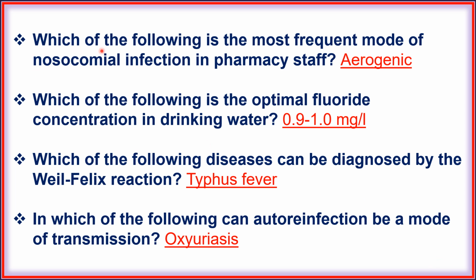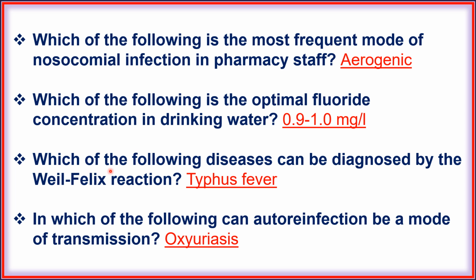Next, which of the following is the most frequent mode of nosocomial infection in pharmacy staff? That is aerogenic. Next, which of the following is the optimal fluoride concentration in drinking water? 0.9 to 1 milligram per liter.